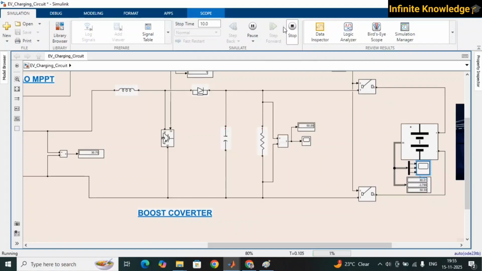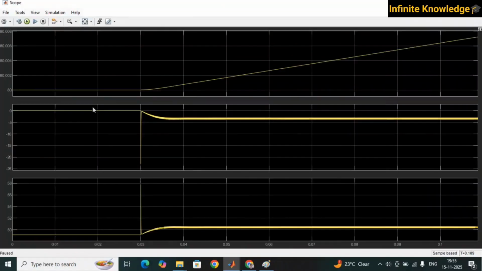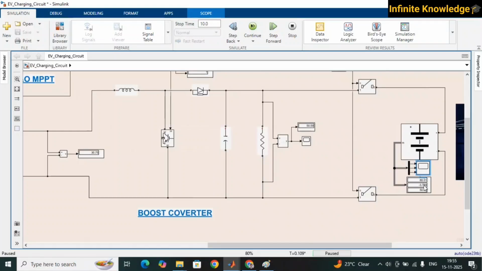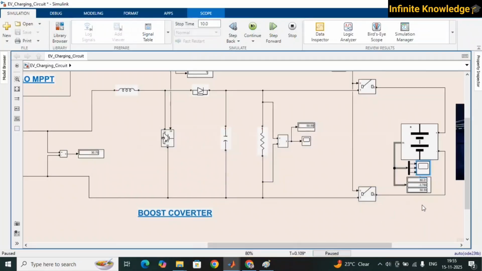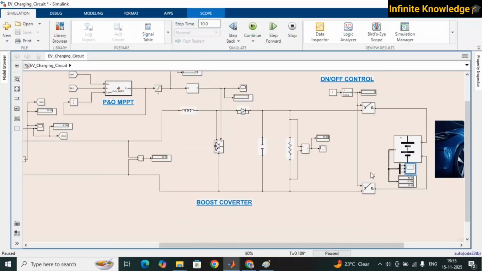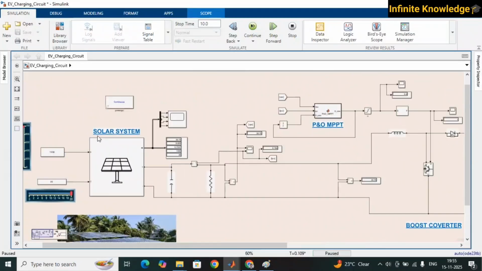If you want, you can check the waveform of the battery also. You can see at 0.03 second your breaker is closed and the battery starts charging, and that's why the curve is upward. The second one is ampere, which is a negative ampere, you can see. And this is the voltage of your battery, which is nearly 51 or 51.59. So yes, this is how your system is working.